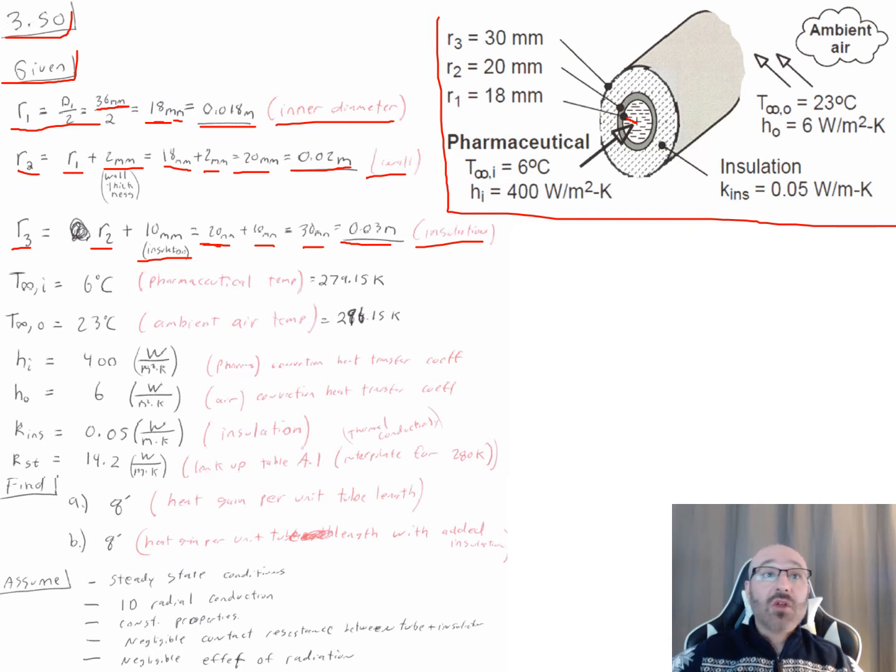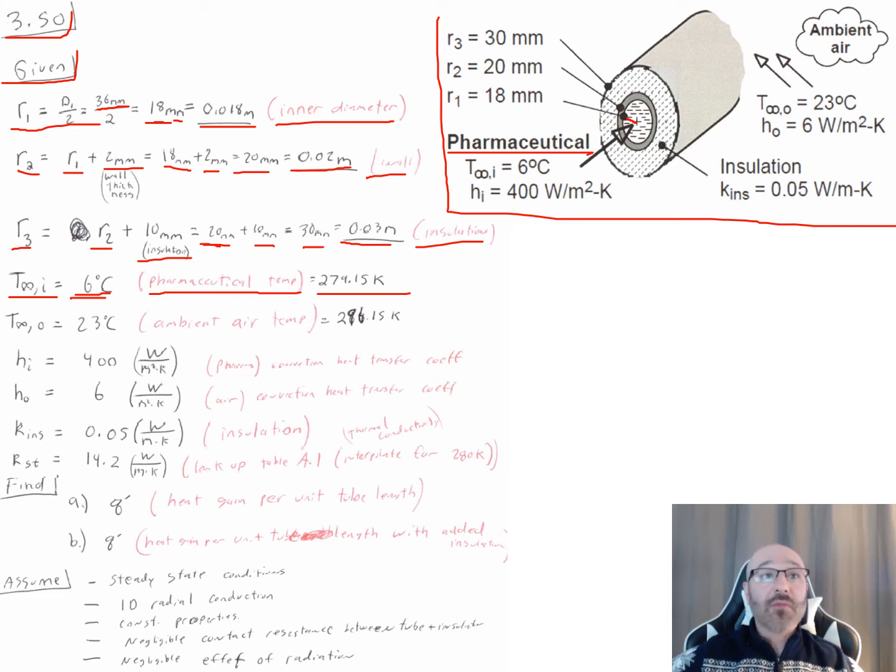Now I'm taking a look at my pharmaceutical temperature right here. So there we have this given to us as 6 degrees Celsius right here. The variable I'm using for this here is T infinity I for inner. It's my inner fluid temperature right there. Now I want to convert this from Celsius to Kelvin right away, in case I need to plug that into other equations right there. I'm going to need to use it in terms of Kelvin for my unit. So this is 279.15 Kelvin, all right here on my setup page, so I can quickly reference back to it.